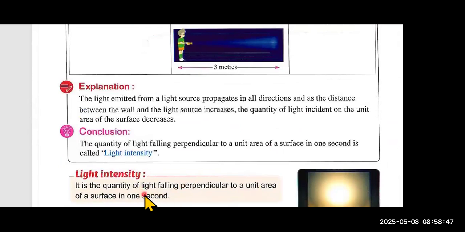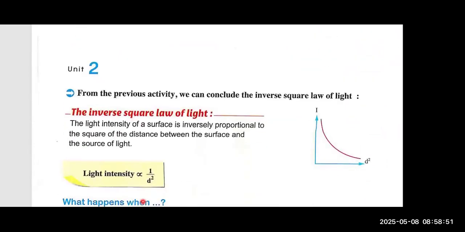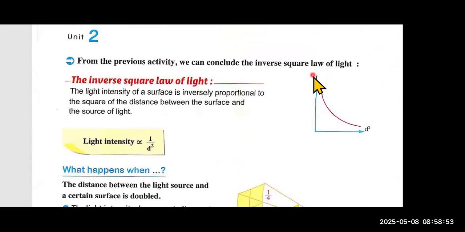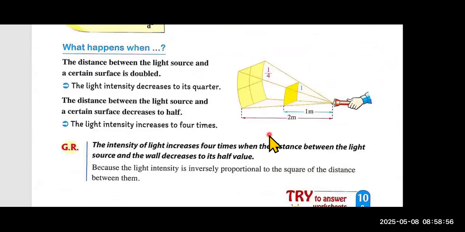Light intensity is the quantity of light falling perpendicular to a unit area in 1 second. The intensity with the distance has an inverse relation.